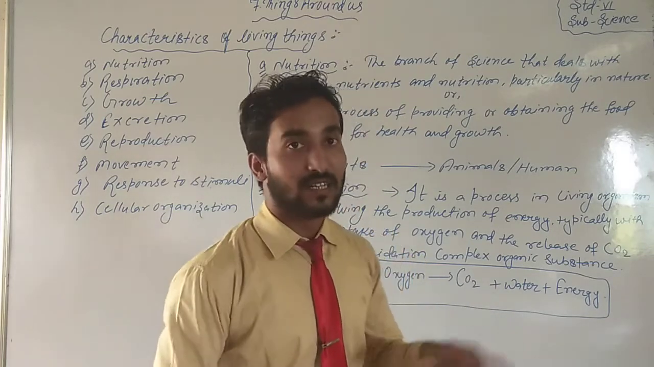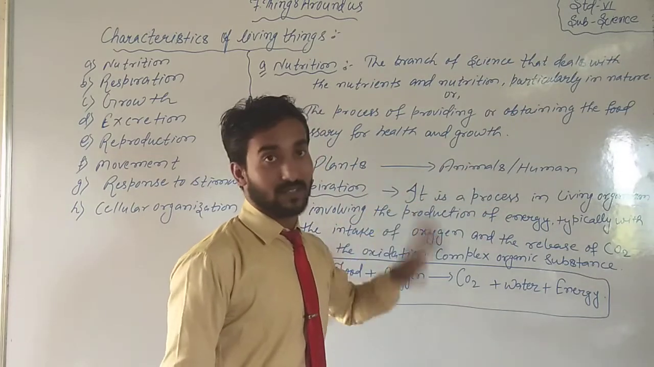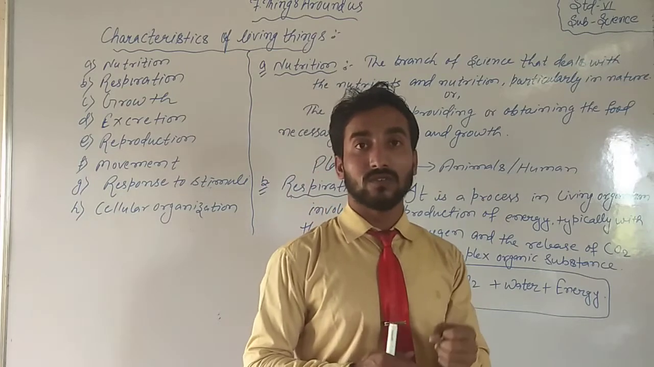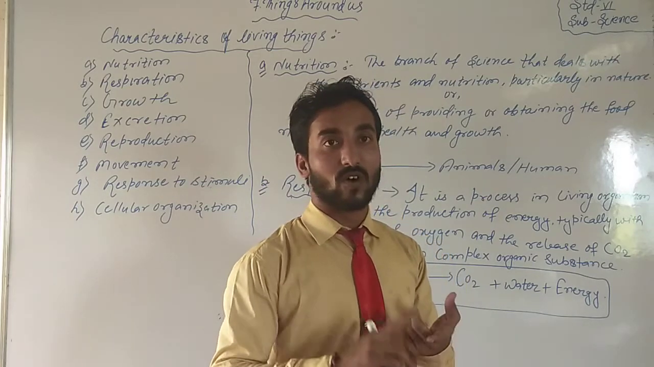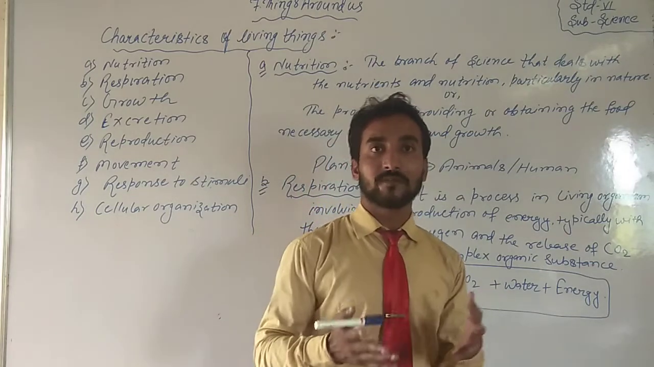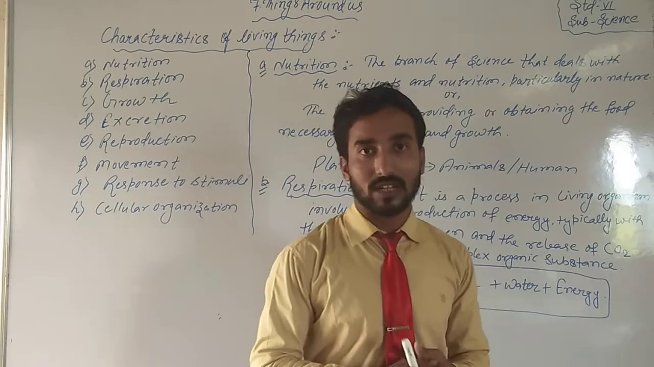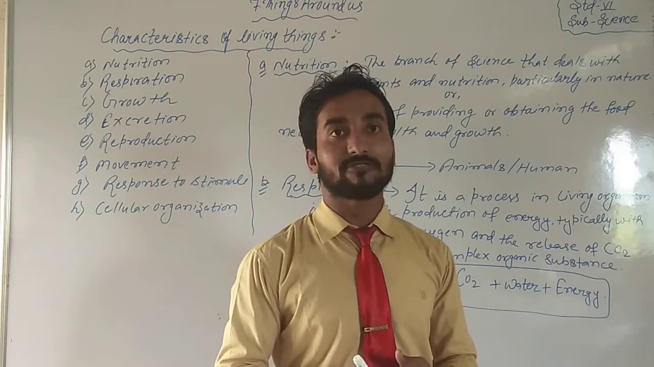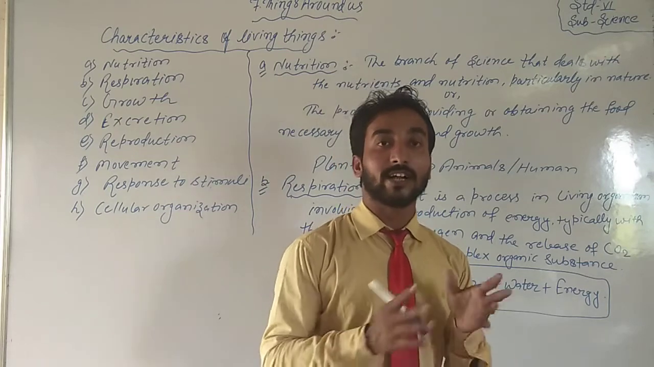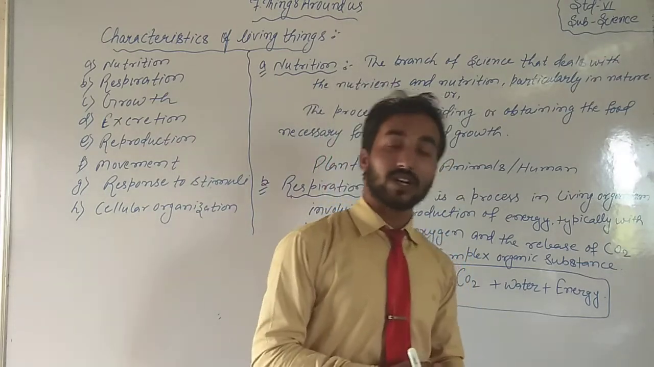So we can say that directly or indirectly we all are dependent upon plants. In that way, living things are also categorized in two ways. Number one, autotrophs, and number two, heterotrophs. Autotrophs are those living things that are capable of preparing their own food by themselves. And heterotrophs are those who are dependent upon others.